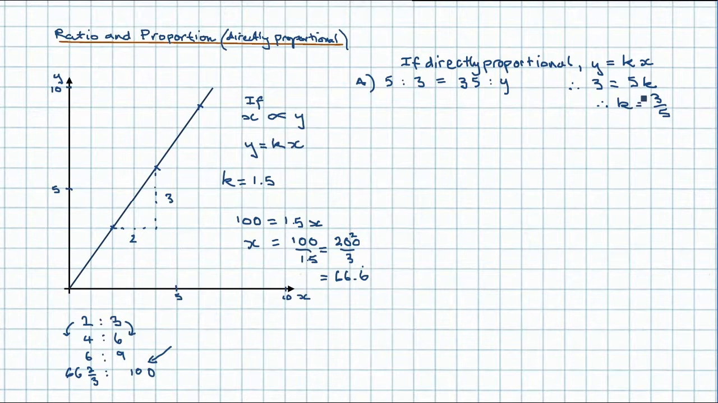So k is 3/5. Now then I can substitute into the right hand side. So again we've got y equals kx. So we've got y equals 3/5 times 35. And if you work that out, so you've got 3 times 35, that's 105, divided by 5. 5 into 10 is 2, and 5 into 5 is 1, so 21. So we should get y equals 21.